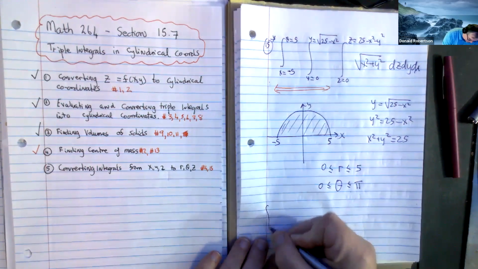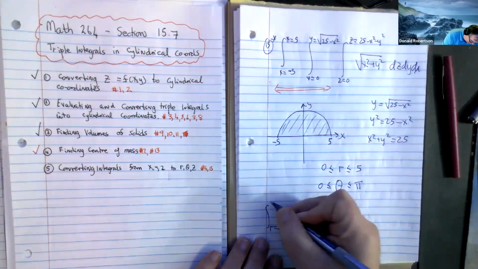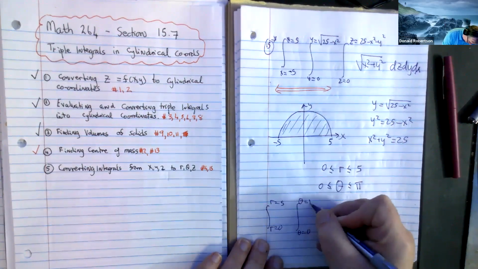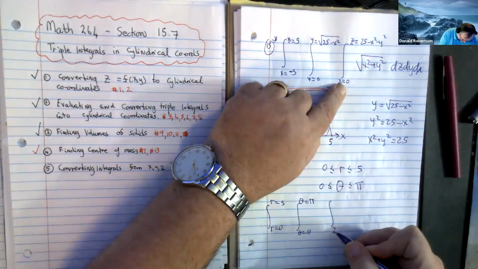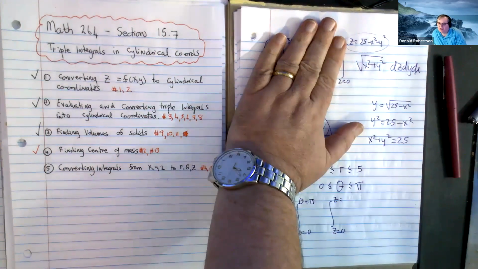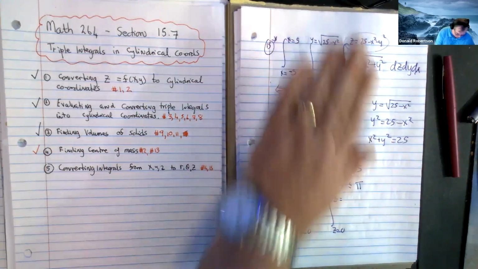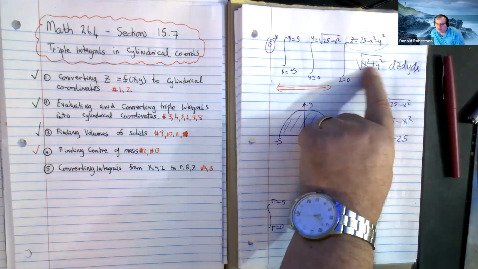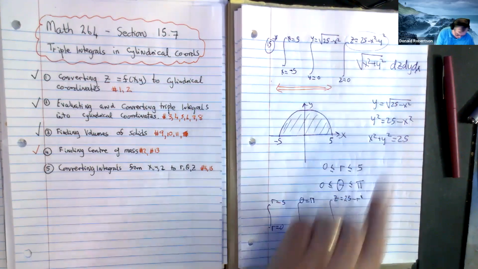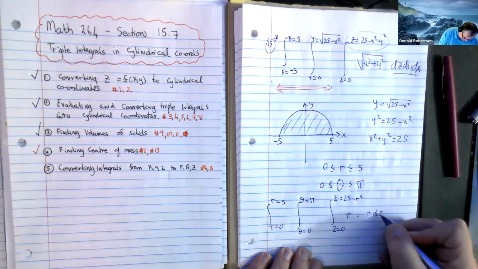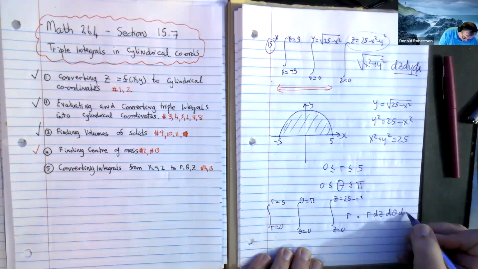Okay, I think we're ready. We're going to do r equals 0 to r equals 5. Theta equals 0 to pi. Z equals 0 to that guy. And I think we've done enough of those guys to recognize 25 take away r squared. And I think we've done enough of these guys to realize that that's r. And then these guys get an r, dz, d theta, dr.